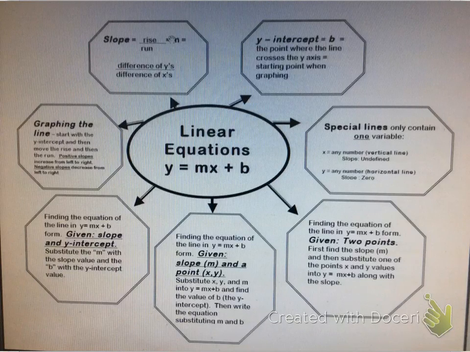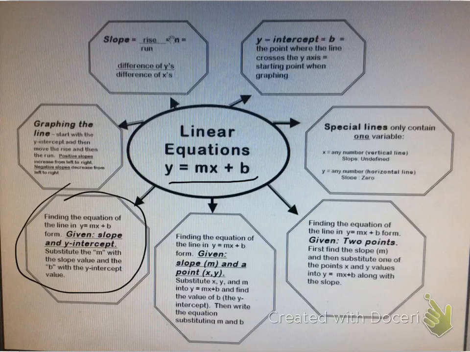Alright guys, we've talked about linear equations, and we know this y equals mx plus b is our formula here. We're going to be talking about finding the equation of a line in y equals mx plus b from the slope and the y-intercept. We'll substitute m with the slope value and b with the y-intercept value.